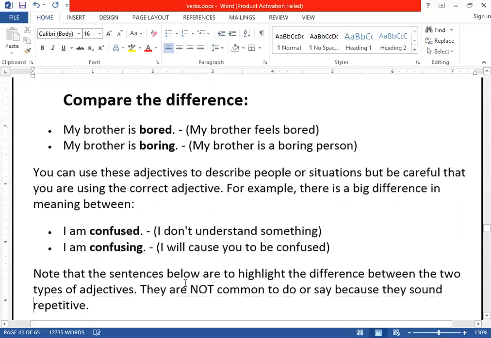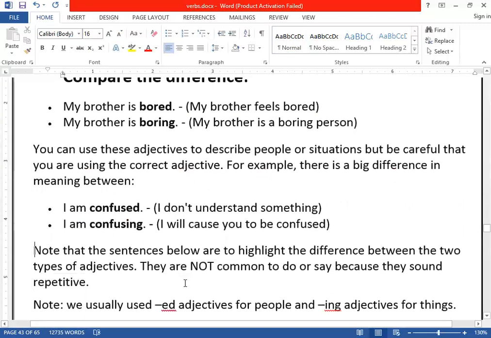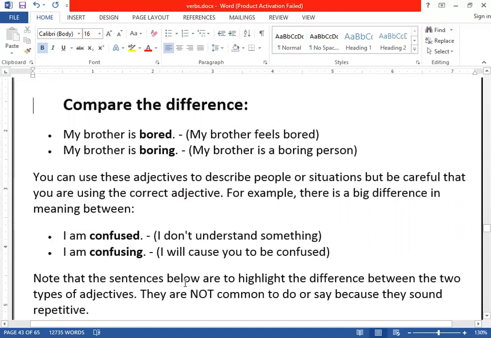Now look here. Can you compare these sentences? If I say my brother is bored, as I said, it means he feels bored. But if I say my brother is boring, clear? My brother is a boring person. It explains the characteristic of a person.